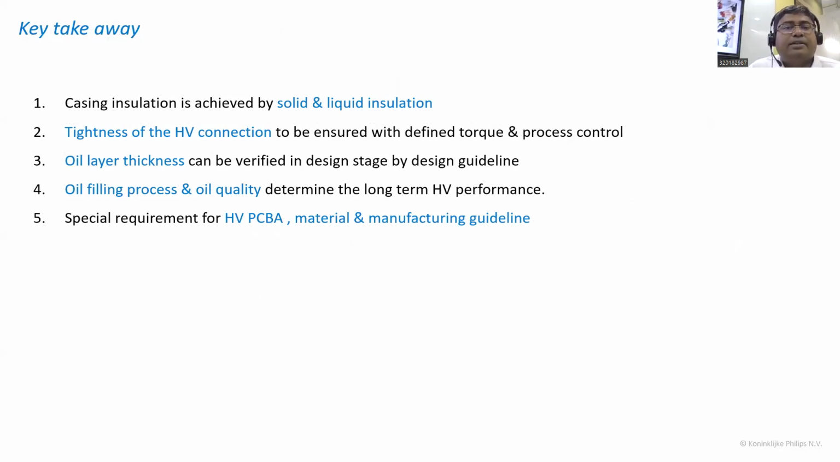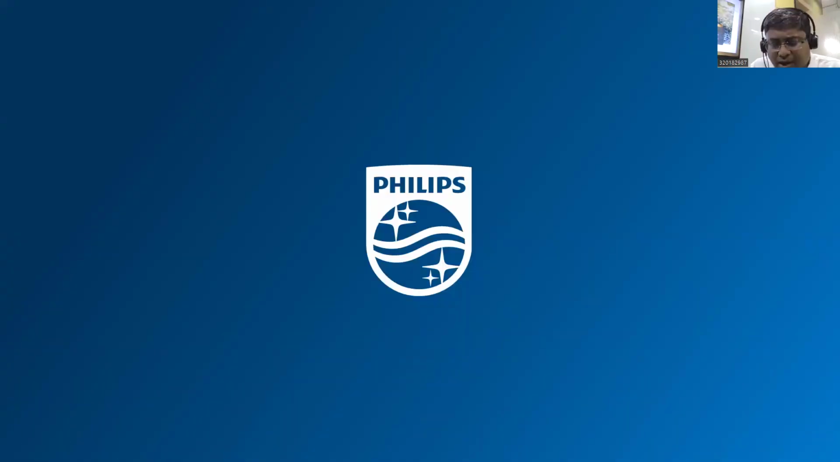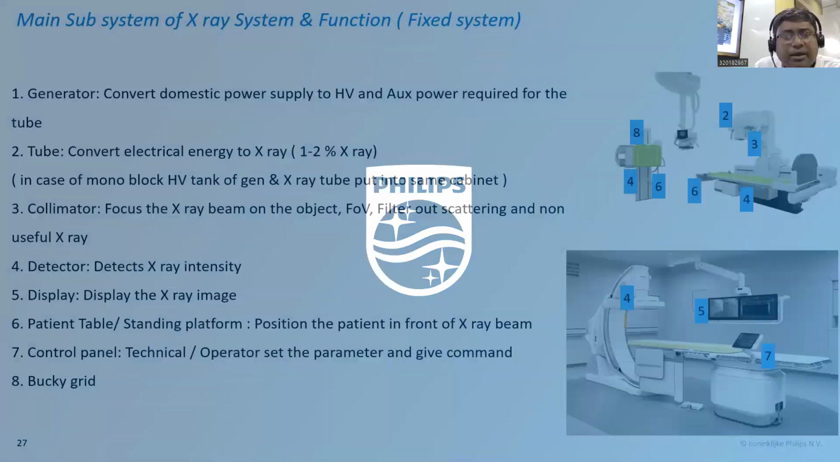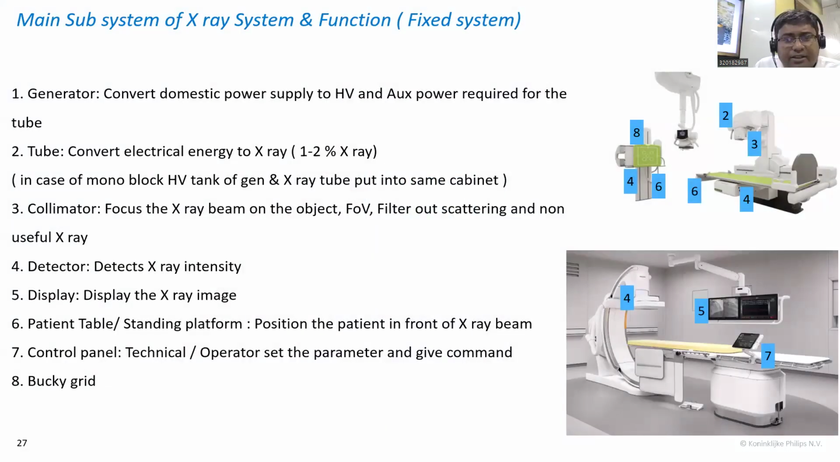So these are some of the points we discussed: solid insulation, liquid insulation, tightness of high voltage connections, oil layer thickness, filling process, and PCBA manufacturing. With that, I came to the end. However, since we still have at least 15 minutes, I will take a few minutes to show you some of what we discussed so far, which is theory, all high voltage parts.